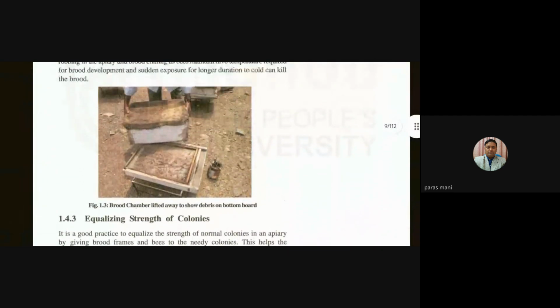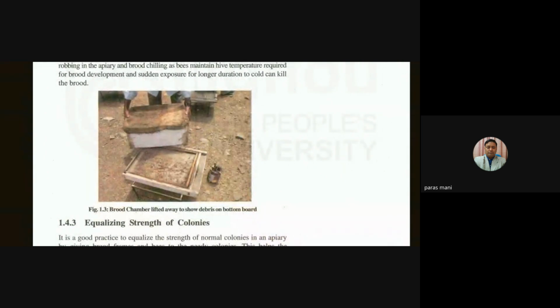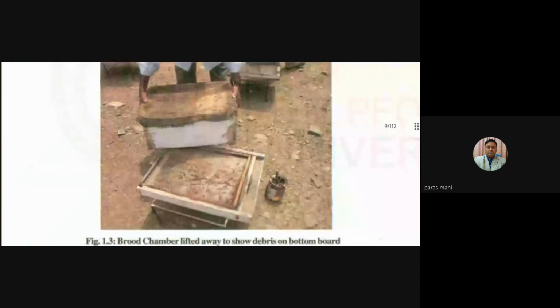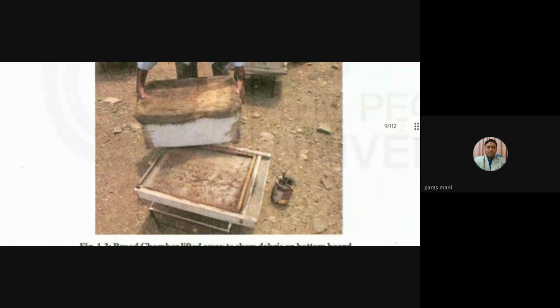Yeah, you can see in the picture the cleaning. These brood chambers are lifted up to clean the bottom chamber. You can see it very clearly.